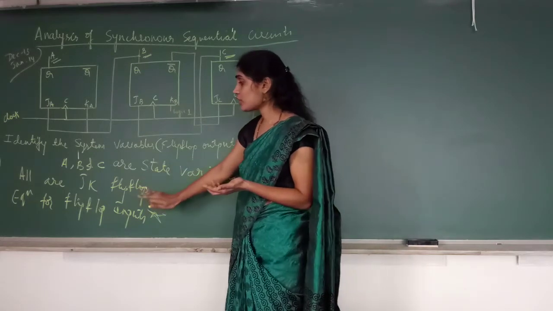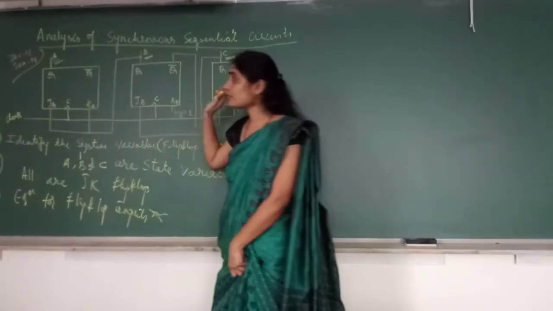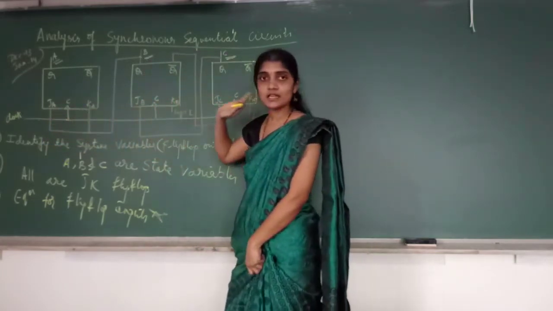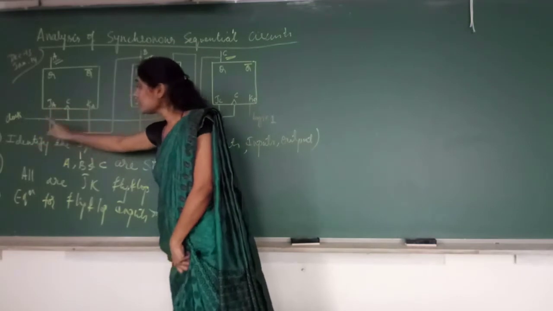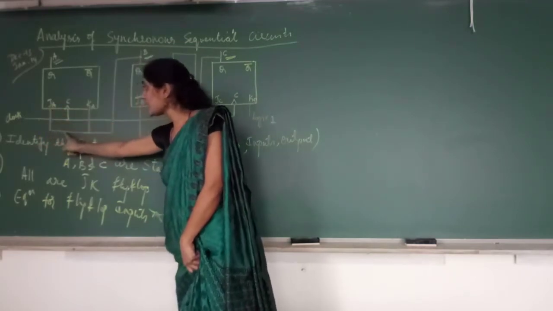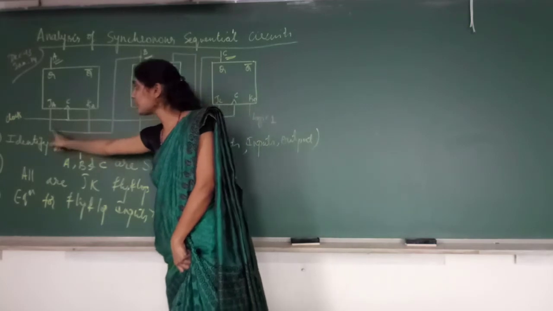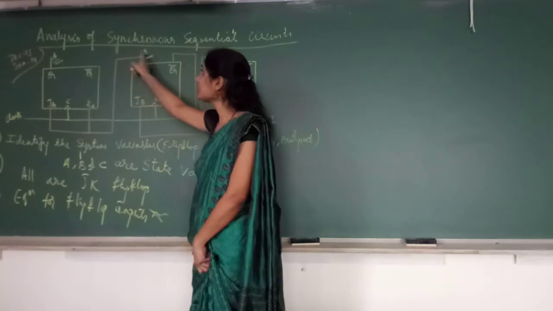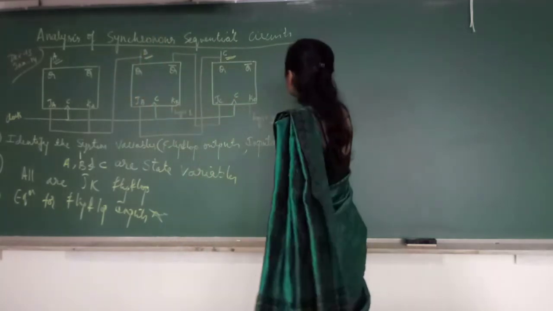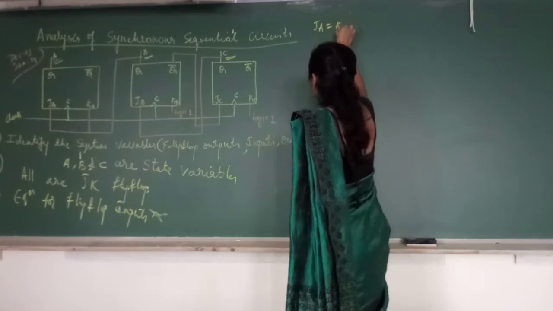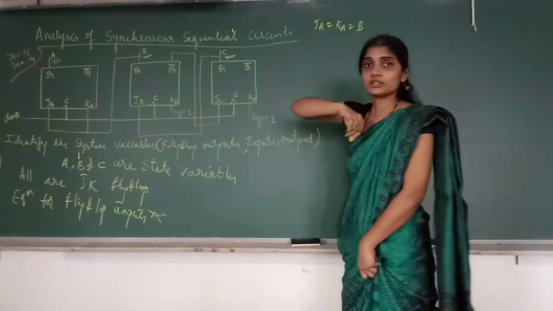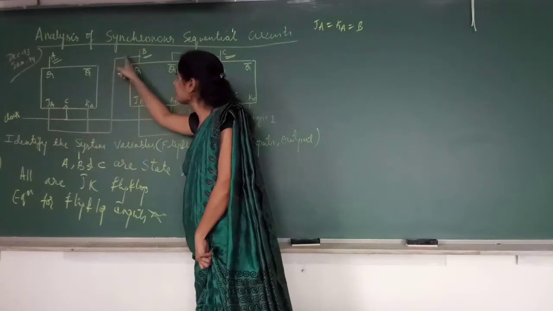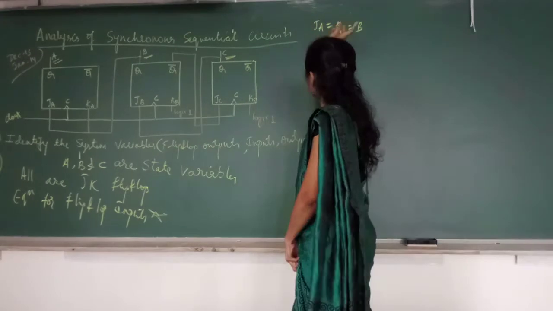Now, equations for flip-flop inputs. Since we have three flip-flops, we have to write the equation for JA, KA, JB, KB, JC, KC. Let me start from JA. What is connected to JA? JA, KA, they are shorted. Both JA, KA, where have they connected? They have connected to B. Correct? So what is JA? JA, KA, both are equal to B. Trace the JA, KA connection. They are shorted and both are connected to B. Okay, the JA, KA equation I have written.